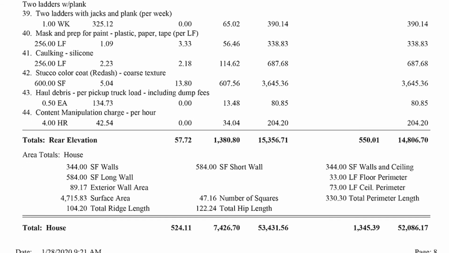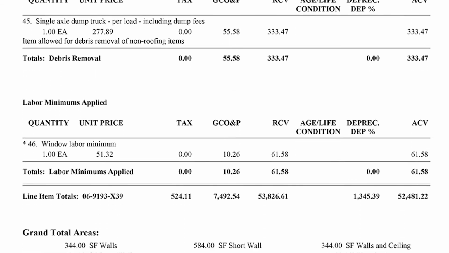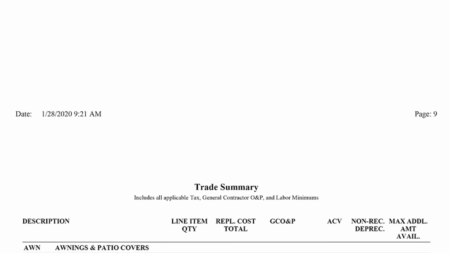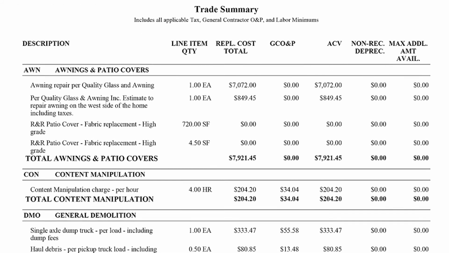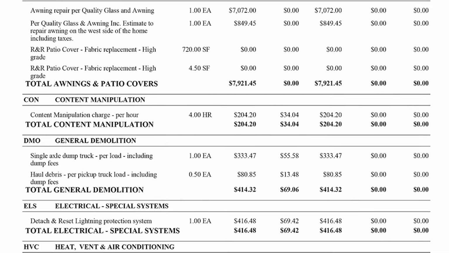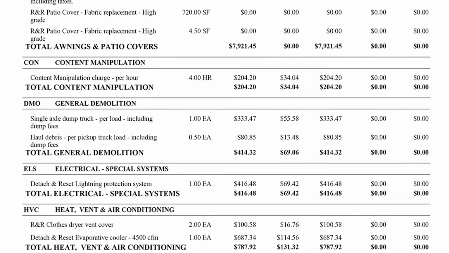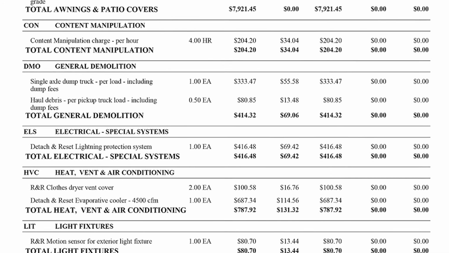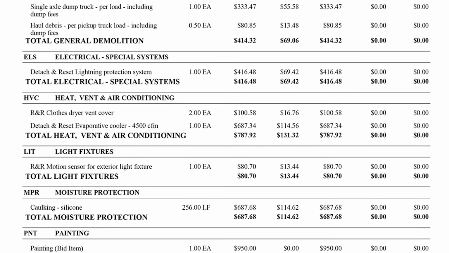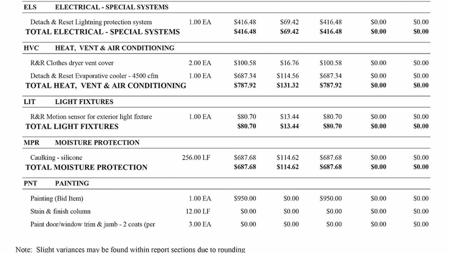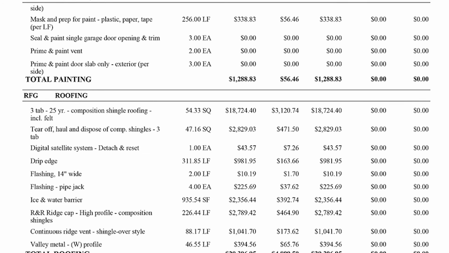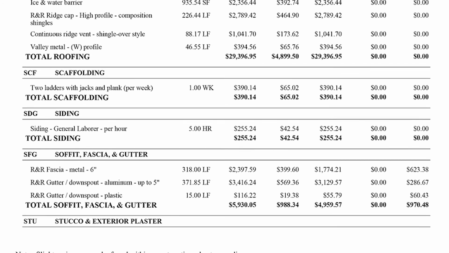So you keep going through, and there is the grand total area. At the very end, there's a trade summary. Most insurance companies will provide a summary of all the trades that we worked on. So here's a summary of the awnings, demolition, some dump fees. There was some electrical involved, dryer vents. There's a very detailed summary of the painting, all the work that was involved here. It's nice to go to this page if you just want to see the summary instead of going through all the line items.